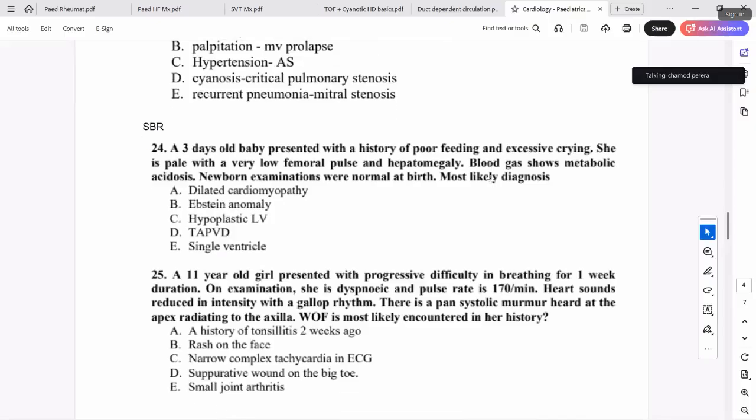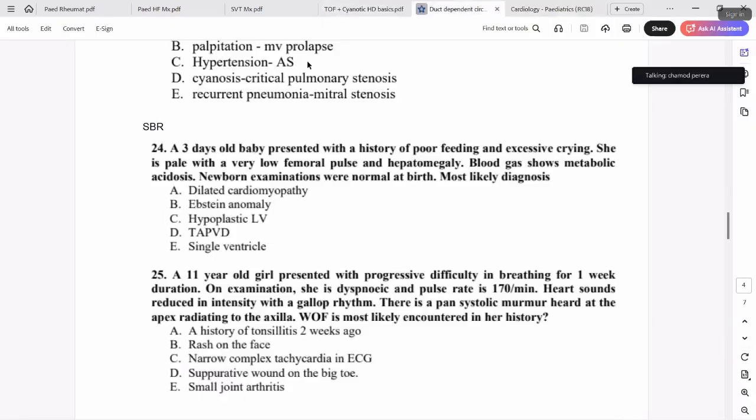So let's look at the next one. It's a 3-day-old baby who presents with a history of poor feeding and excessive crying, and she's pale and has very low femoral pulses and hepatomegaly, and blood gas shows a metabolic acidosis, and the newborn examination was normal. What is the likely diagnosis?